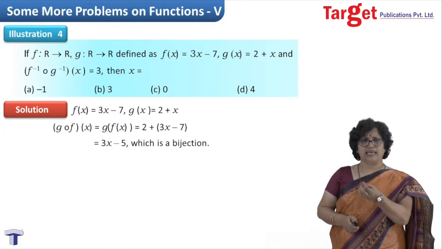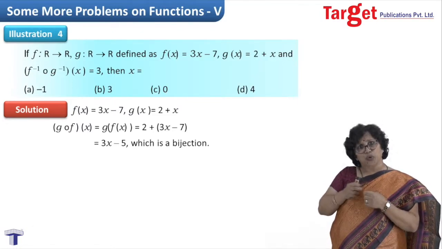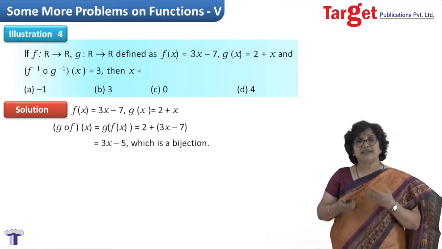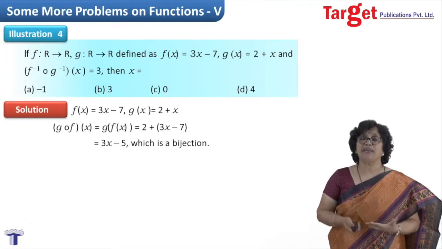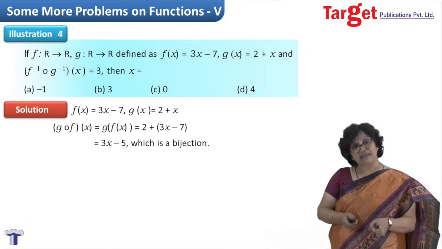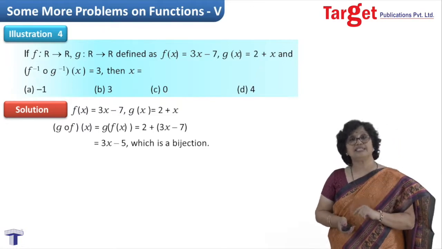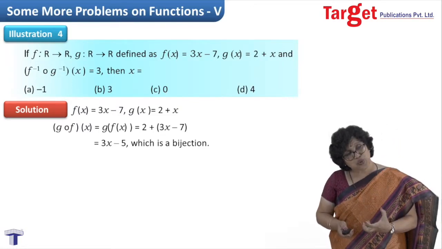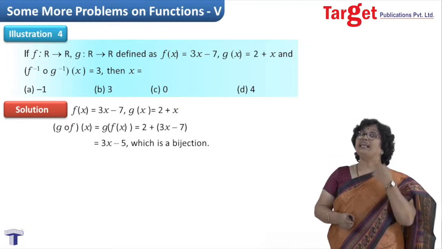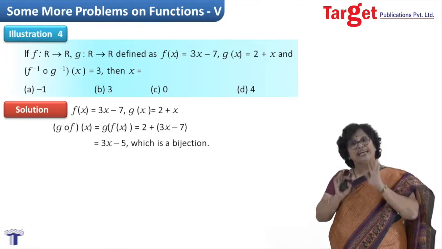And if I call, say, 3x minus 5 as y, it is nothing but a line. And when you draw that line, you will realize that it is nothing but a bijection. When I say bijection, one-one onto. Injective and surjective. I hope you remember all these words. Now, since it is a bijection, I made sure first whether it is bijection or not. And now, since it is bijection, I know that inverse of gof exists.